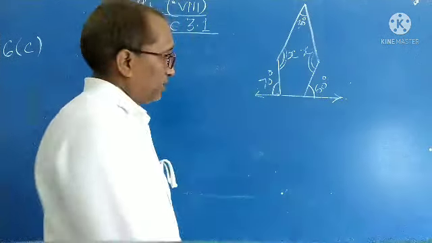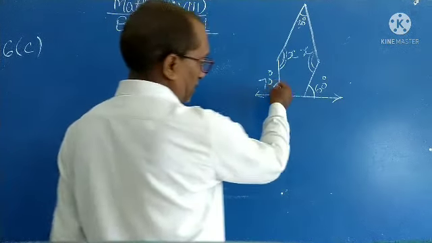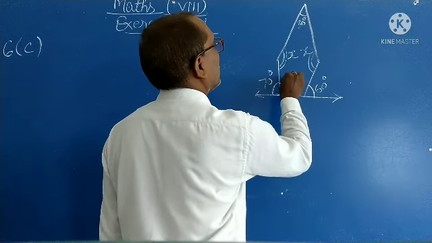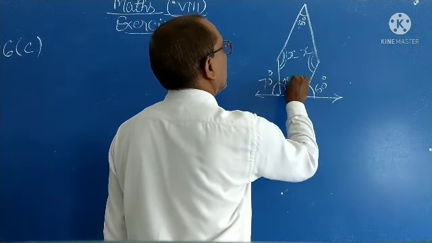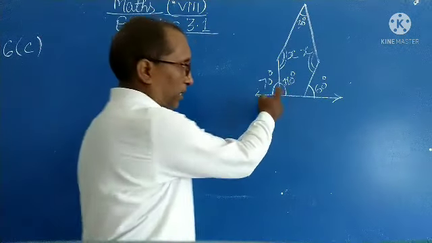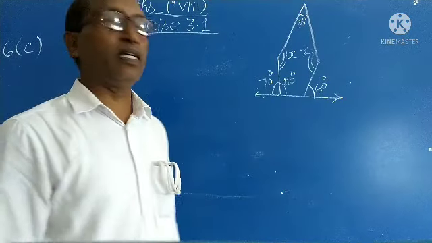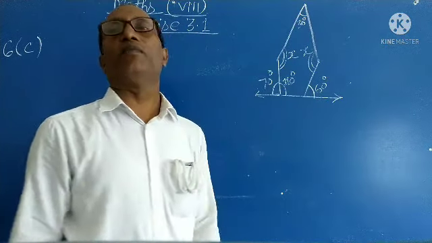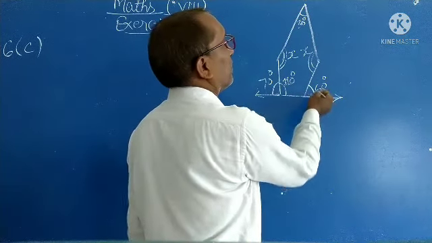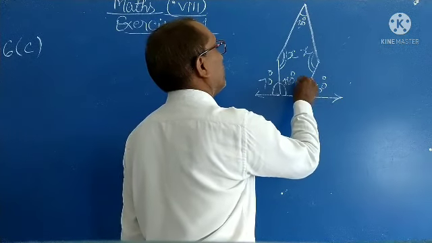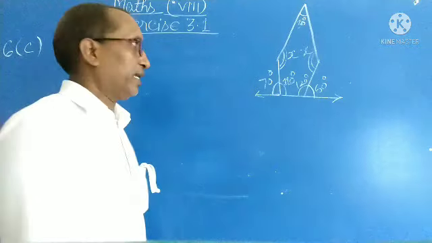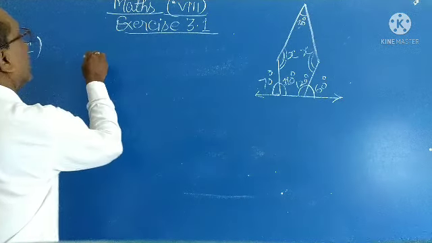And here is 70 degree, then this adjacent angle is 110 degree. I think you are able to calculate this angle because the sum of these two angles is 180 degree. When you subtract 70 degree from 180, you get 110 degree. And here you get 180 minus 60, 120 degree. Clear?